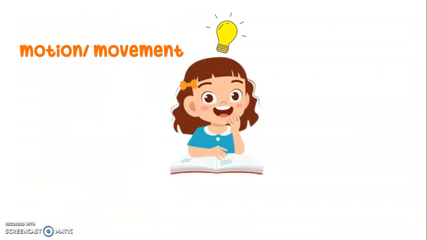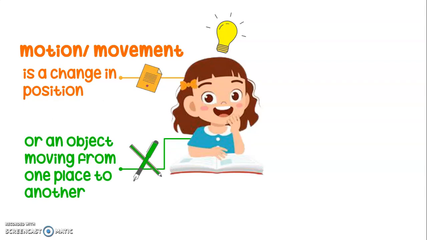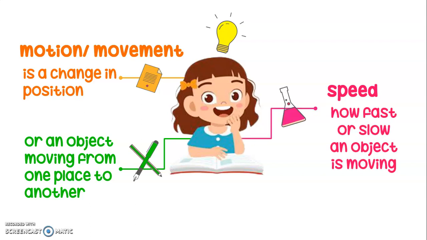Now, what is the meaning of motion or movement? Motion or movement is a change in position, or an object moving from one place to another. And then what about speed? Speed is how fast or slow an object is moving.